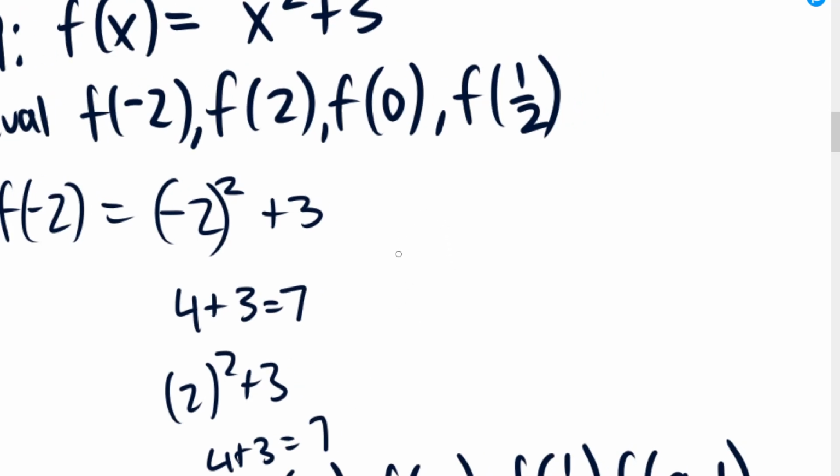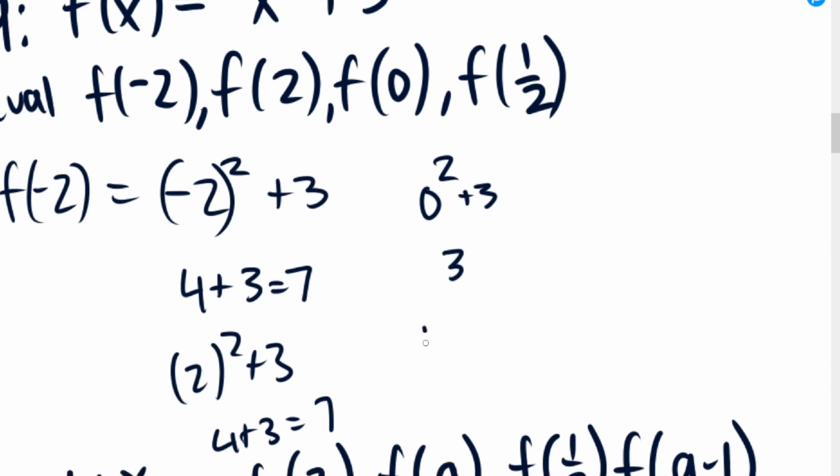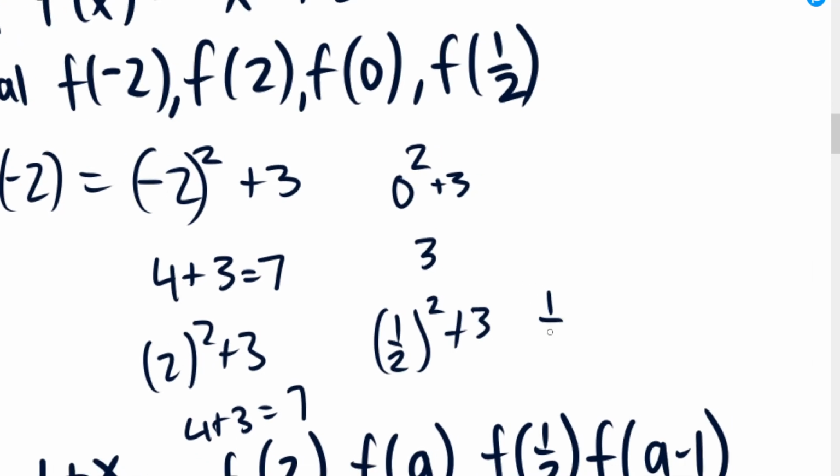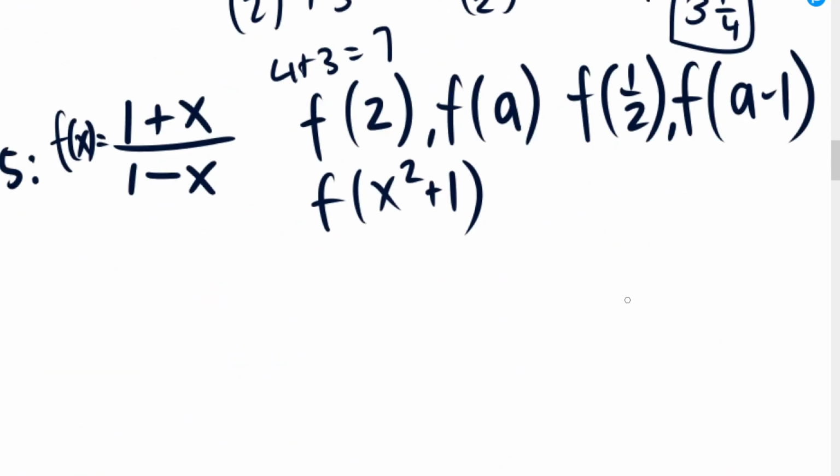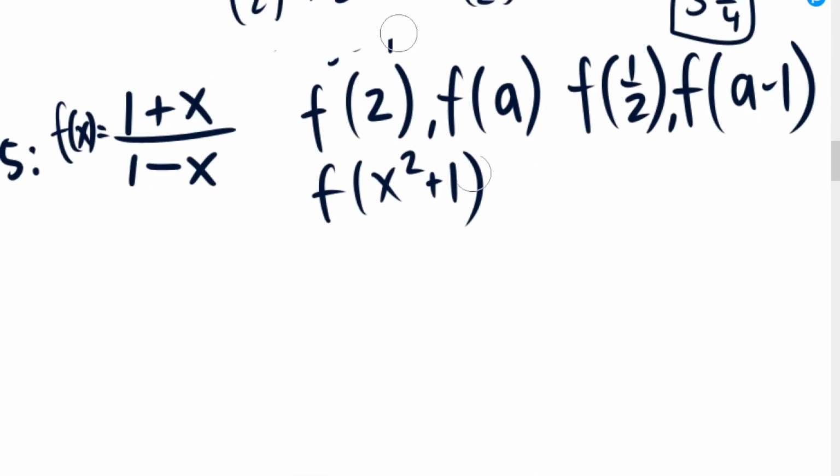For 0, we'll just plug a 0 in for x. So 0 squared plus 3 is equal to positive 3. And then for 1/2, it's the same. 1/2 squared plus 3 is equal to 1/4 plus 3, which is the same as 3 and 1/4. Awesome, easy peasy. And this next one has a few more complicated examples as well as 2 x's.